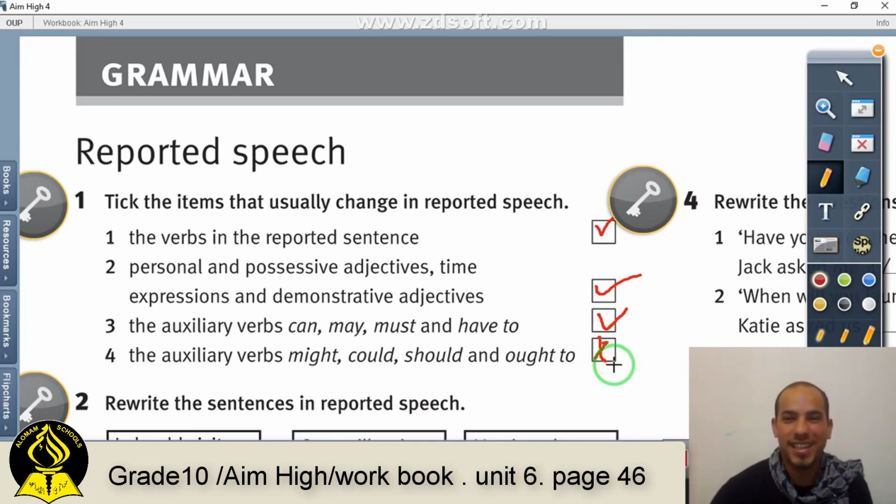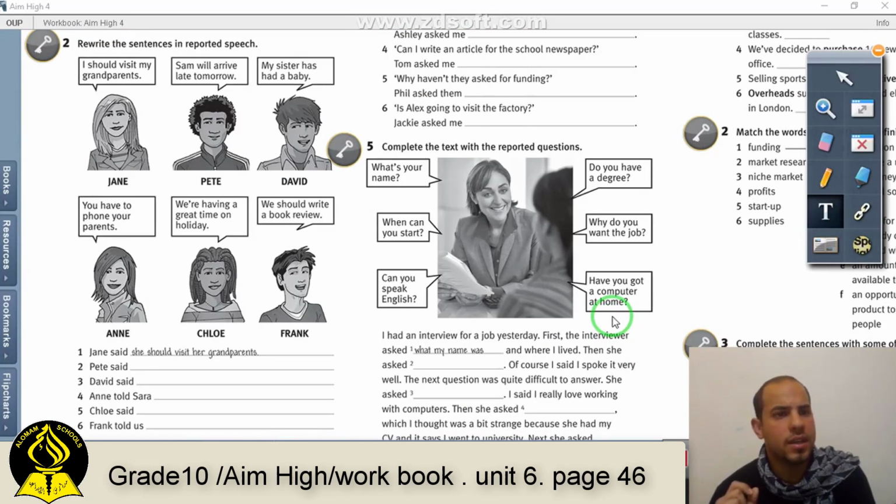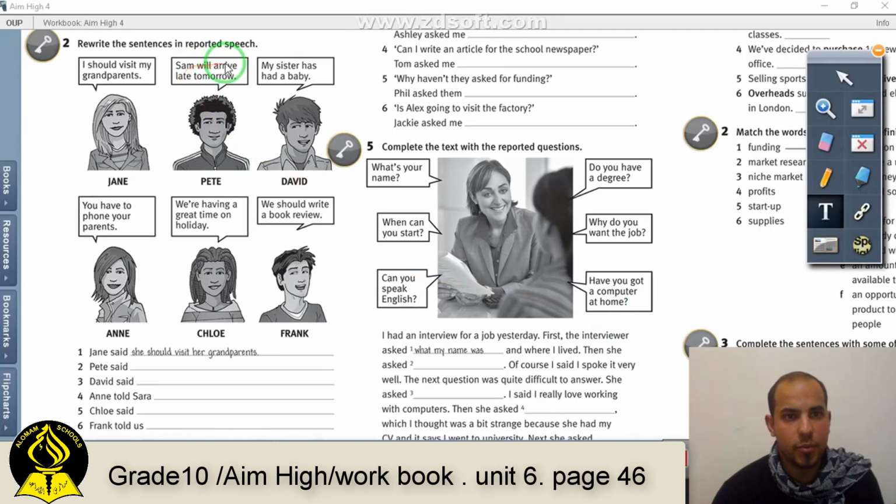Quickly, let's move to exercise number 2. Okay, right now we will move to the second exercise, rewrite the sentences in reported speech. So here we have 6 speakers, 6 sentences, and we have to change them from direct speech to reported speech. Now the first one is already solved, so let's move to the second one.